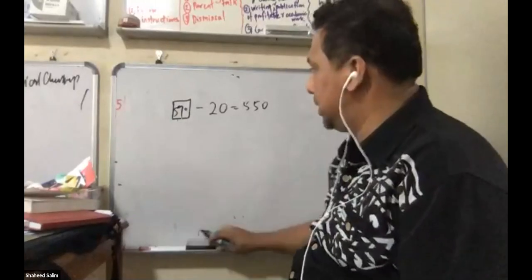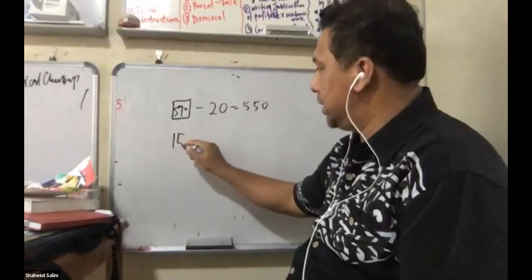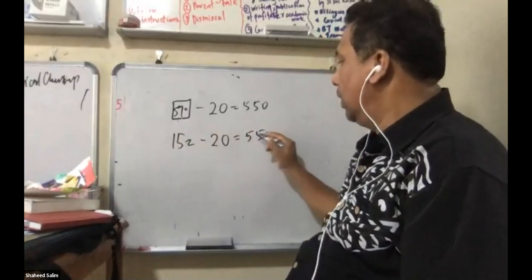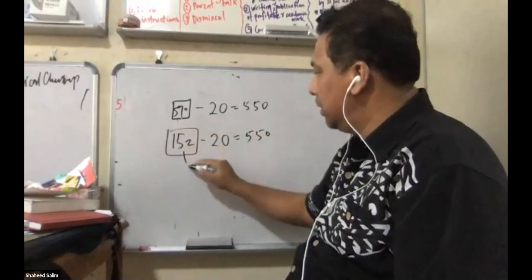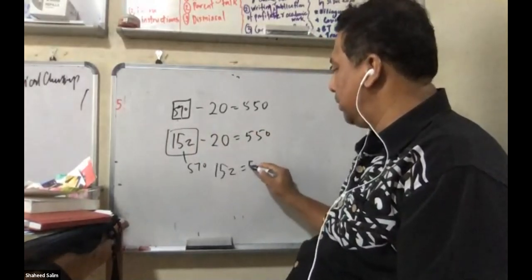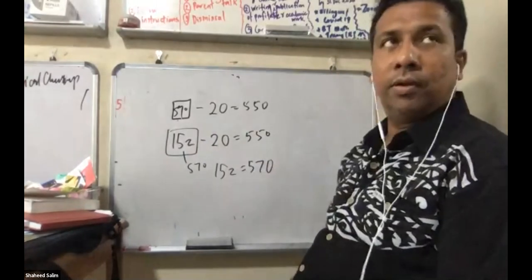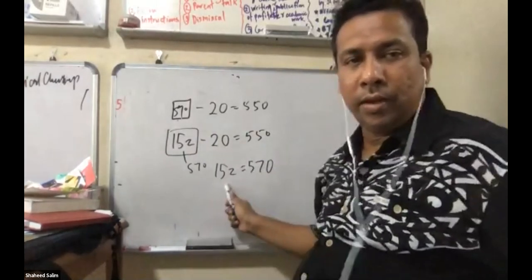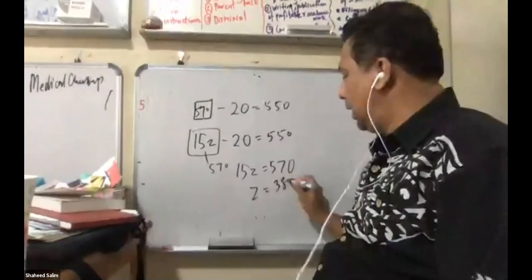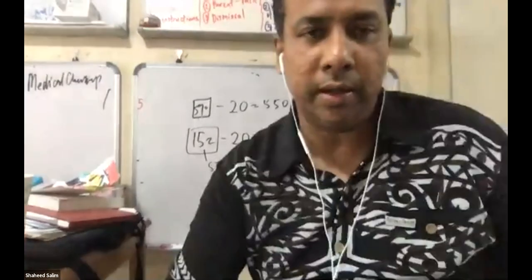570. Okay. Now I write down what is here. Just now they said 15Z minus 20 equals 550. Now I put a blank. You say this is 570. Oh, correct. 15Z equals 570. Are you okay? You understand this one? Now you find what is 1Z. Divide, I think you get 38. You get it? Okay, now we go to the next one.